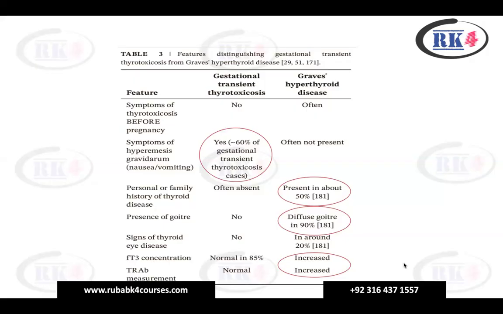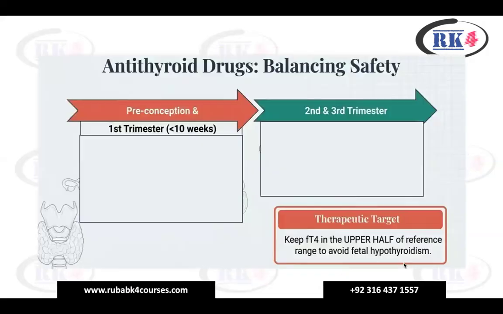Because in hyperthyroidism, TSH is suppressed, right? But the thyroid hormones like T3 levels are increased. So you can see this. This will help you in the diagnosis and to differentiate. A very, very important table. So now let's talk about the anti-thyroid drugs. We need to balance the anti-thyroid drugs, and we need to use safe anti-thyroid drugs. And this is a very important slide.